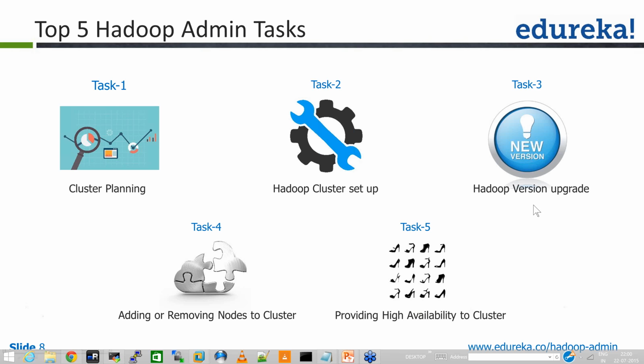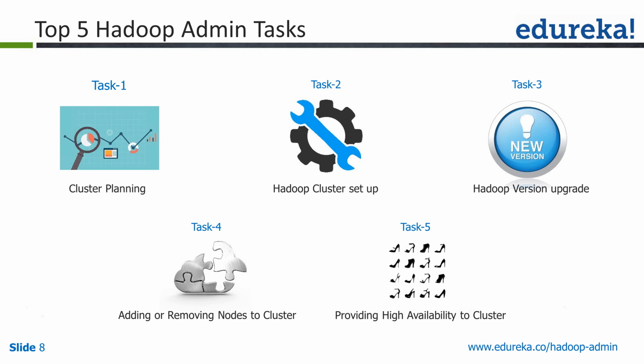When we talk about the Hadoop version upgrade, there are various versions and various bug fixes which happen on a day-to-day basis. So when you are provided patches, or when you are asked to upgrade from an older version to a newer version, how will you do that? These things are very important from a Hadoop administration perspective. Then adding a new node, and providing high availability to the cluster so that it does not go down: how will you plan these kinds of activities?